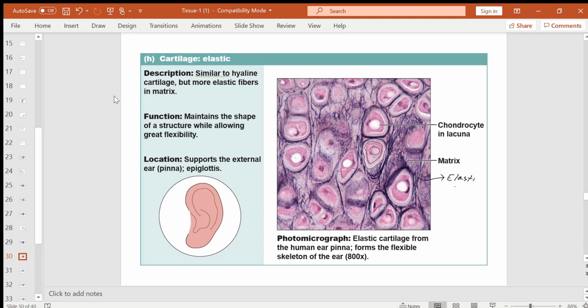That's why this cartilage has elasticity. You can change the shape. Example, ear. Right? You can easily change the shape, and when you remove the pressure, it will go back to its actual shape. That is the elasticity.